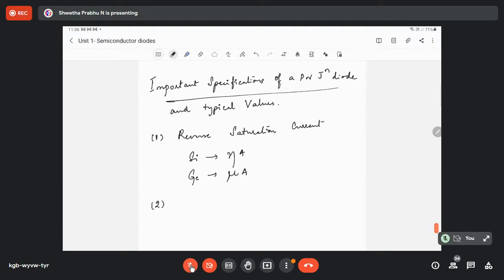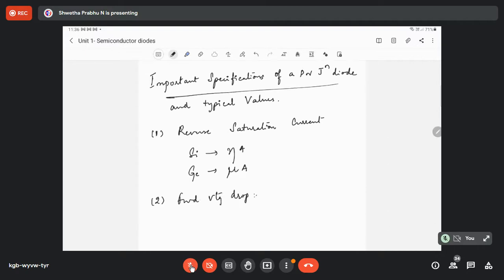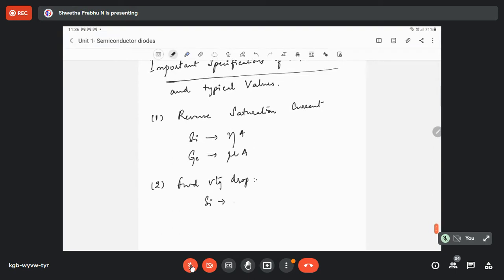Coming to the second specification, that is forward voltage drop. For silicon, it is 0.7 volts. For germanium, it is 0.3 volts.